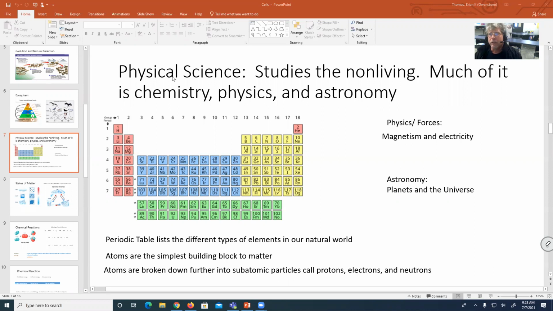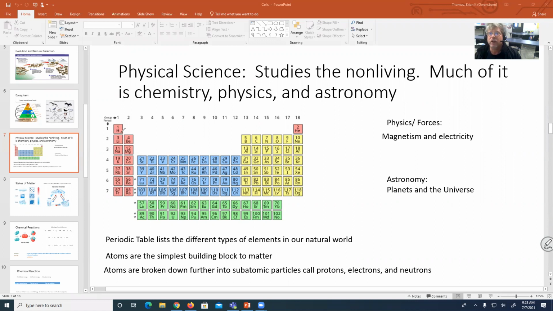So I'm going to begin a lesson on physical science. Science is kind of the study of the non-living things. Much of it is in chemistry, physics, and astronomy. When I think of chemistry, one of the things I remember is this periodic table. It's got all these natural elements that exist in our world.